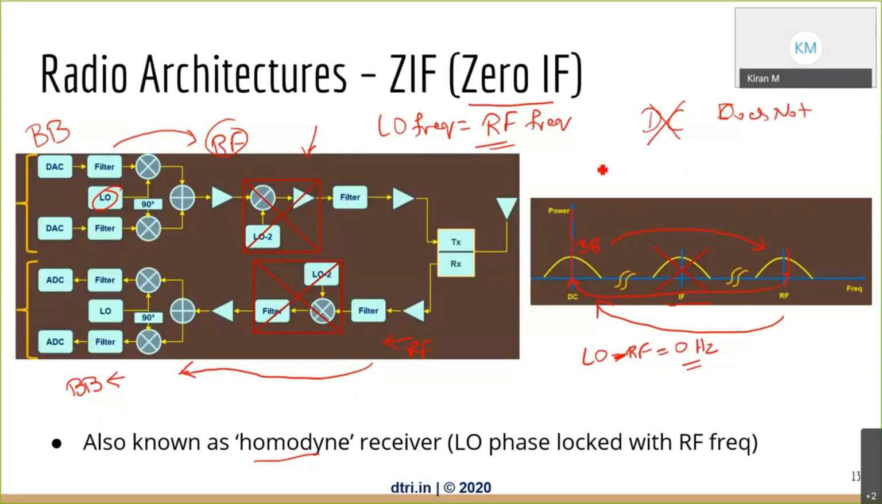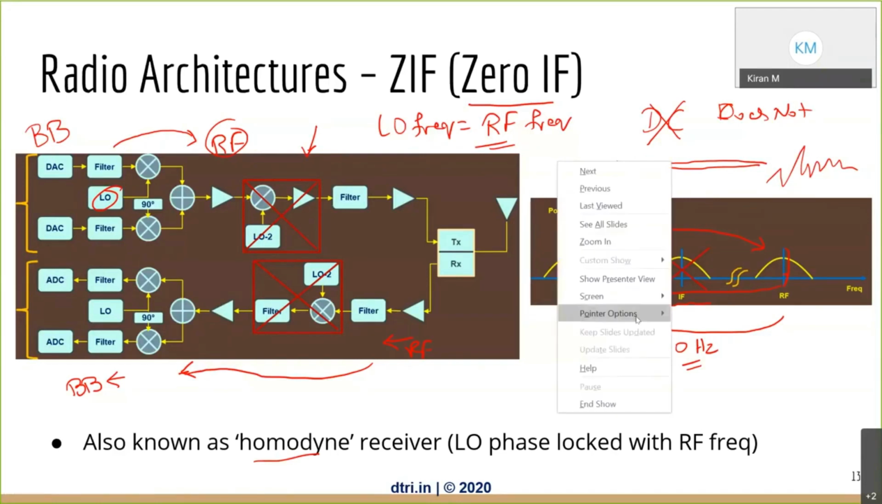Why? Because DC is like this, right? If you look at DC current or DC voltage, there is no variation. We want information like this, something like this. This carries information. A constant voltage like this doesn't carry any information. It just consumes power. So you want to eliminate that. So remove this.